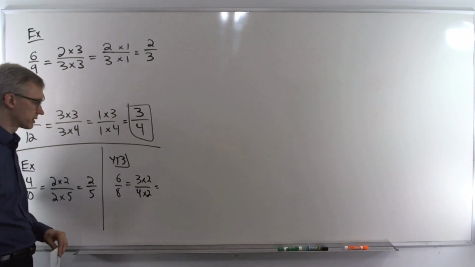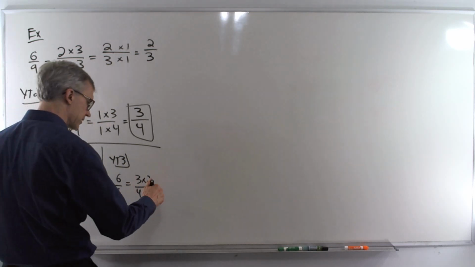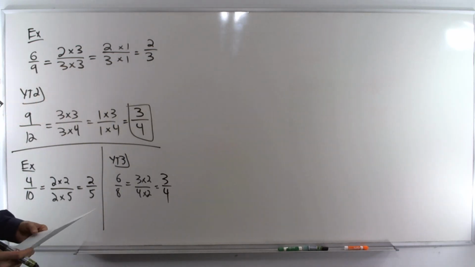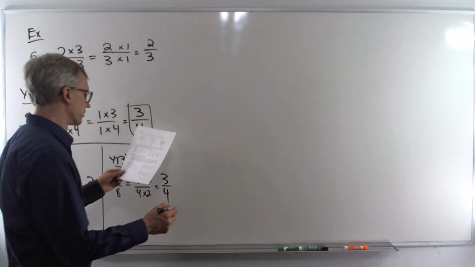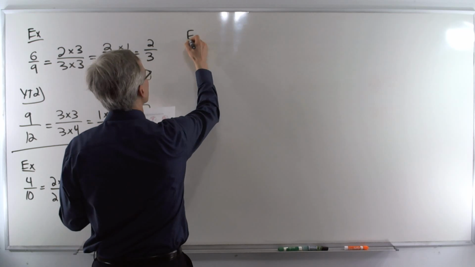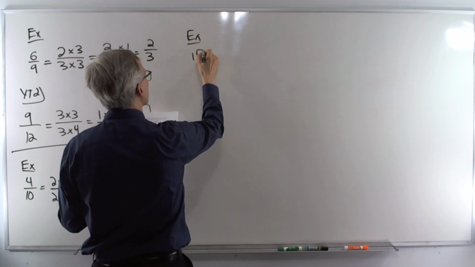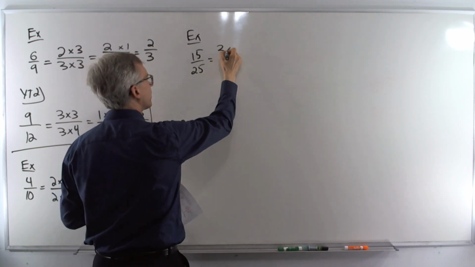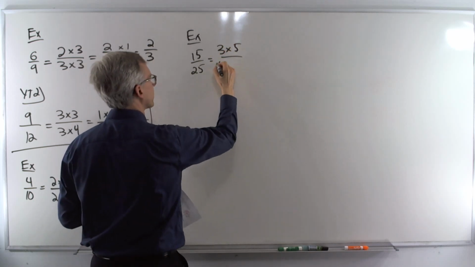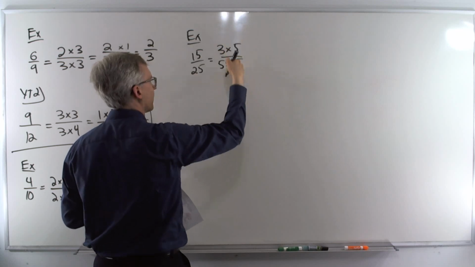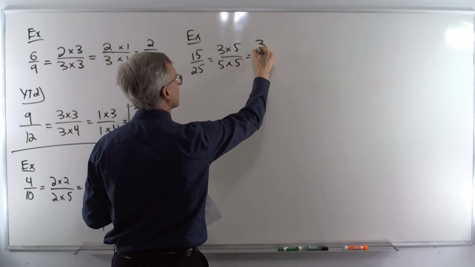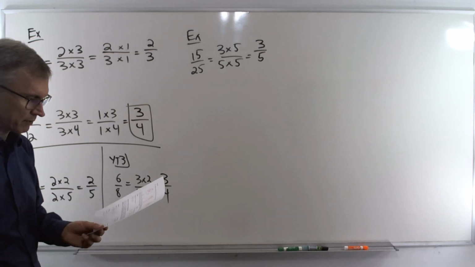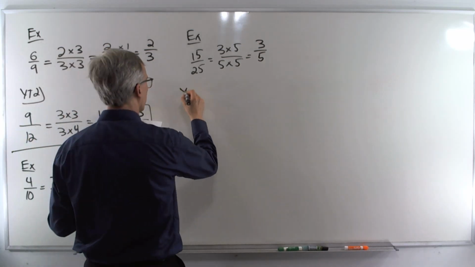So 6 is 3 times 2, 8 is 4 times 2. The 2's cancel, giving us 3/4. Next up, we do 15/25ths. All right, 15 breaks up into 3 times 5. 25 breaks up into 5 times 5. The 5's cancel, leaving 3/5. That brings us to your turn, number 4.